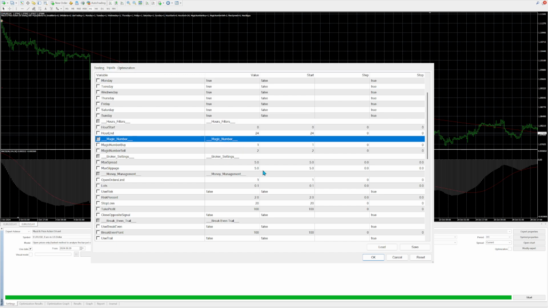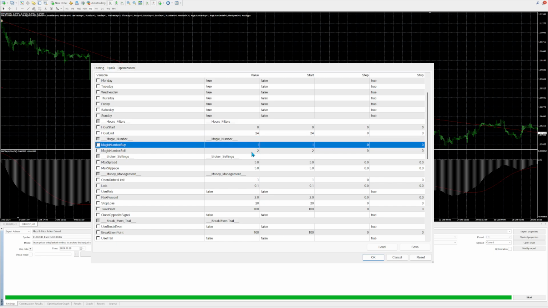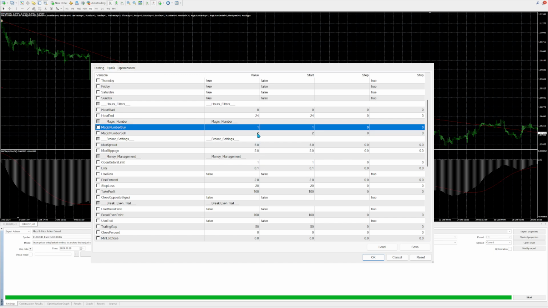Magic number, so this is the order ID that is sent along with the trade. Set to 1 for a buy and 2 for a sell by default. This is handy in case you're running multiple expert advisors on the same platform. You don't want them to clash with each other.